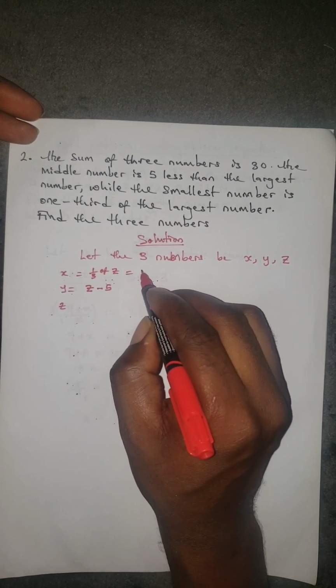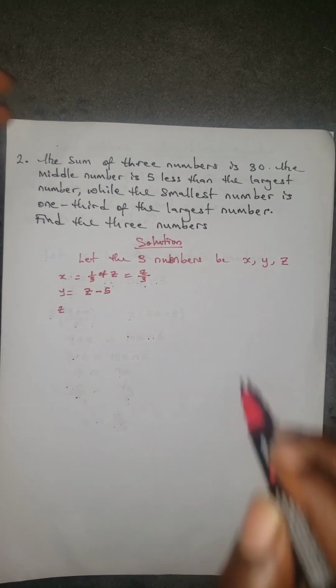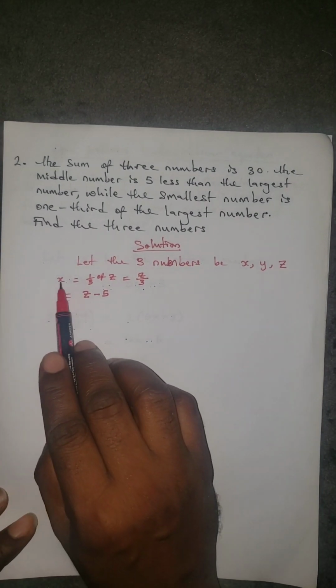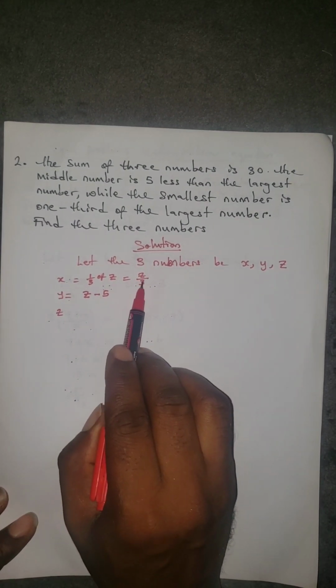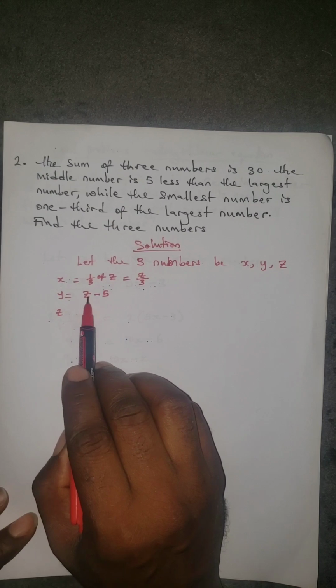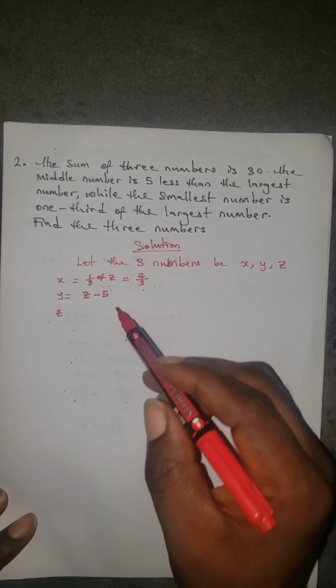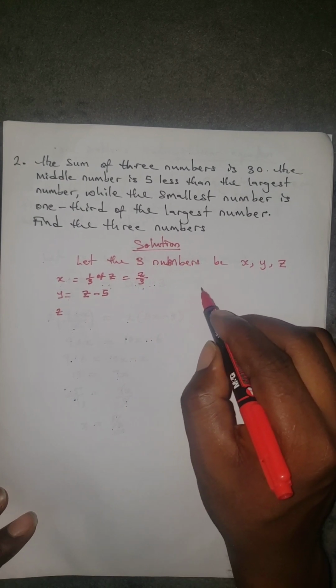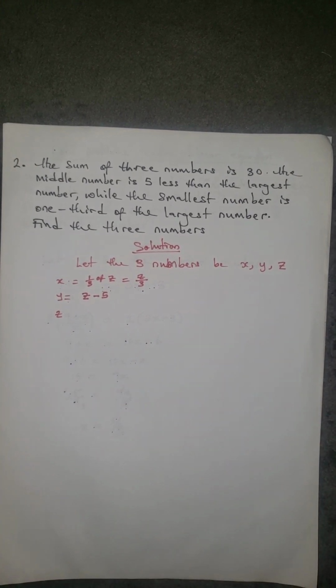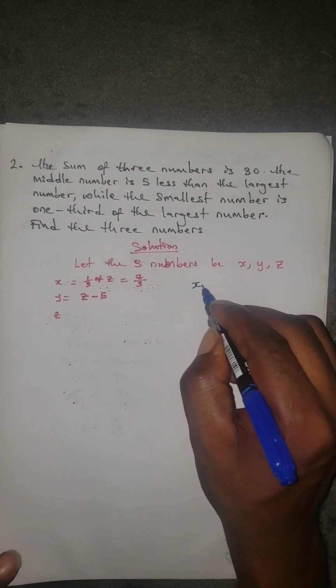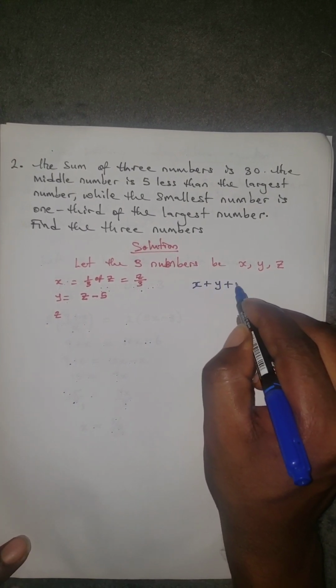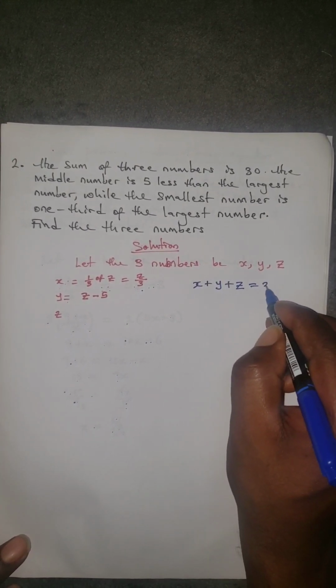So that will give us z over 3. So you can see that our x is the same thing as z over 3. Our y is the same thing as z minus 5. And we have our z. Now they say that the sum of these three numbers, which is x plus y plus z, will give us 30.